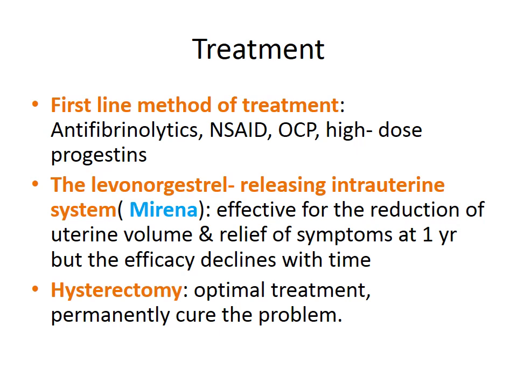The second line will be the use of a levonorgestrel-releasing intrauterine system, known as the Mirena. It has been shown to be effective for reduction of uterine volume and relief of symptoms up to 1 year of its usage, but its efficacy declines with time. And of course, the third line of treatment, which provides the permanent cure for the problem, is hysterectomy. That is to say, performing the surgical option of treating this disease.